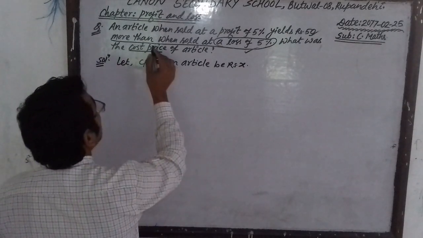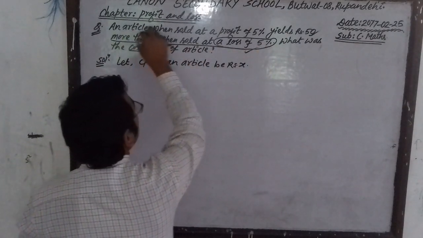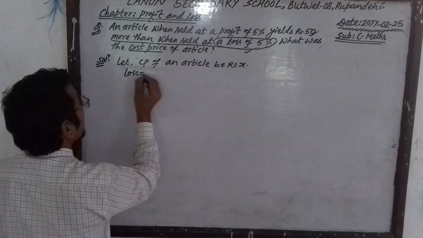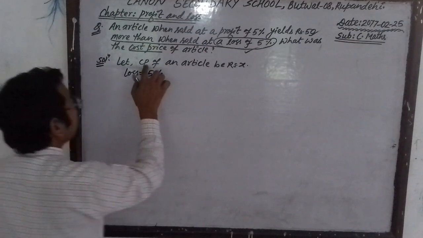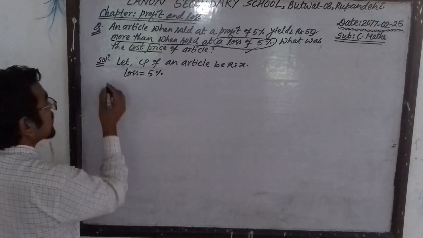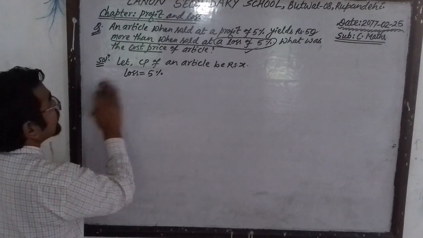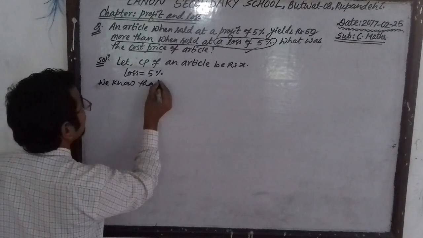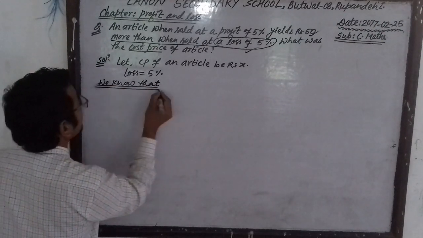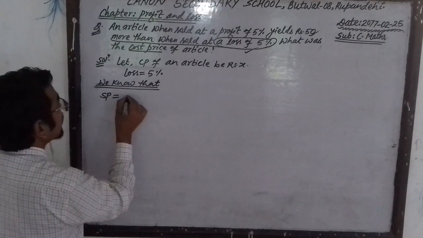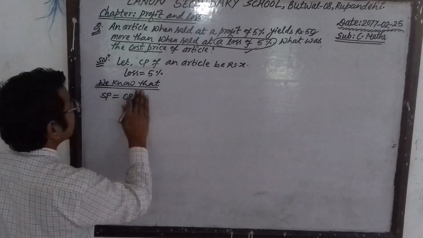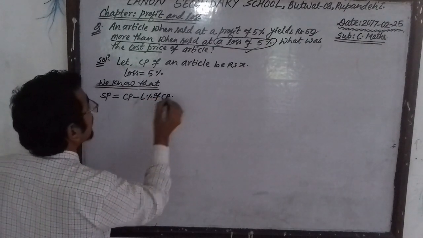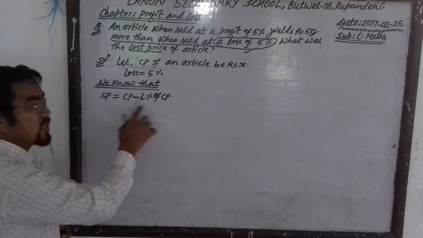I said already that there is a 5% loss, and we have to do the solution from the back side. Loss is equal to 5%. If we have CP and loss, then we know the formula: selling price SP is equal to CP minus loss percent of CP, because there we are getting a loss.